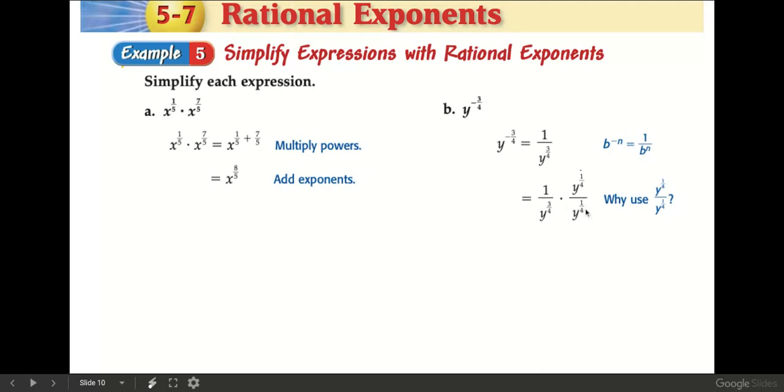Because when I multiply these together, I add their exponents. 3/4 plus 1/4 is going to give me 4/4, right? This will help me rationalize my denominator. It'll help me have no fractional exponents in the bottom. I know that 4/4 is equal to 1, so that gives me y to the first power on the bottom. And on top, I have y to the 1/4 power. This is my simplified answer here. I no longer have negative exponents, and I no longer have any fractional exponents in the denominator.